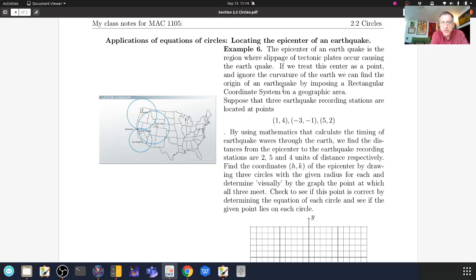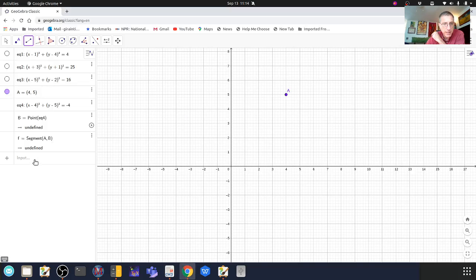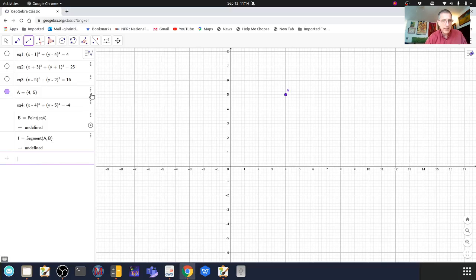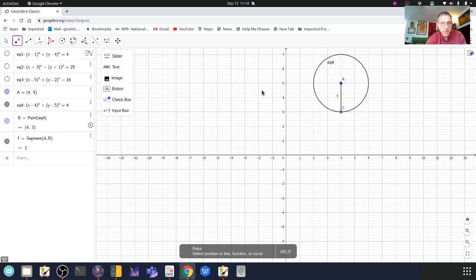So suppose that the 3 earthquake recording stations are located at 1, 4, minus 3, minus 1. Let me write these down. So 1, 4, minus 3, minus 1, and 5, 2. So let's actually do this. Let's go over to GeoGebra, and let's take out this point. I don't want us to see this point. So let's input the points 1 and 4. Let's do it by the point. Let's turn this off and off and off.